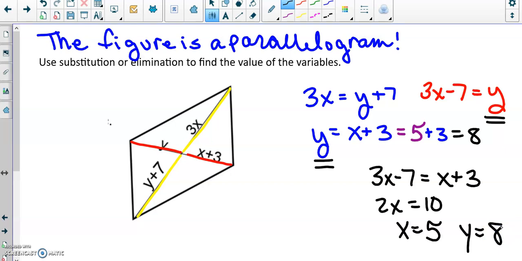Let's check our answer and see if that works. So if x is 5, then this segment is 15. If y is 8, then this segment is also 15. That works. And if y is 8, this segment is 8. And if x is 5, 5 plus 3 is also 8. So that works as well.